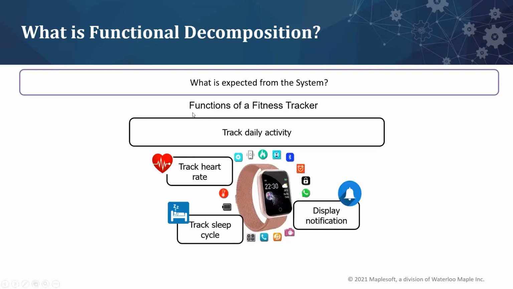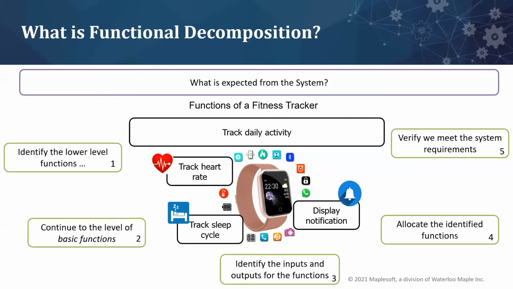So for example, let's consider functions of a fitness tracker. For a fitness tracker, you want to track your daily activities. So this is going to be a top level function. And you can break this top level function into, say, you want to track the heart rate, you want to track the sleep cycle. You also want the fitness tracker to display notifications and to calculate your calories and so on. So this is basically what the functional decomposition is going to be like, right?